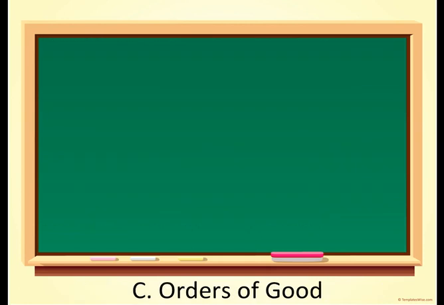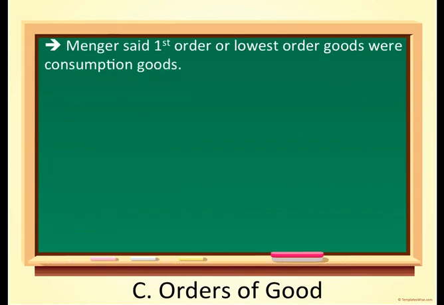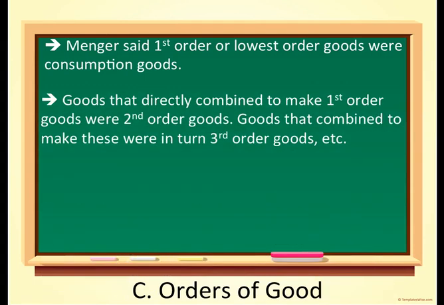Okay, now something that's much more standard and that you're not going to be confused by if you're reading it in Menger. He classifies goods according to their orders. So the first order or the lowest order goods are the consumption goods, right? They're the things that directly satisfy the human desires or needs. Then you start moving up into higher order goods in the Mengerian framework. And these are the things that are combined in order to make lower order goods.